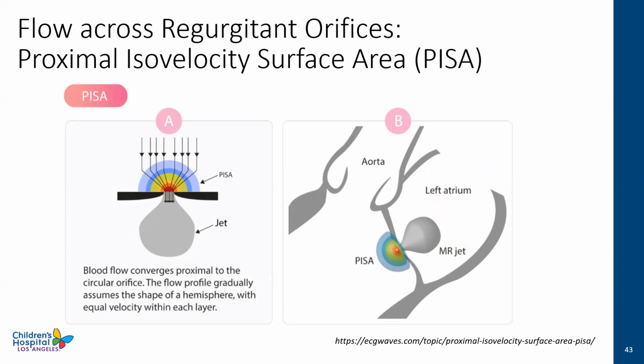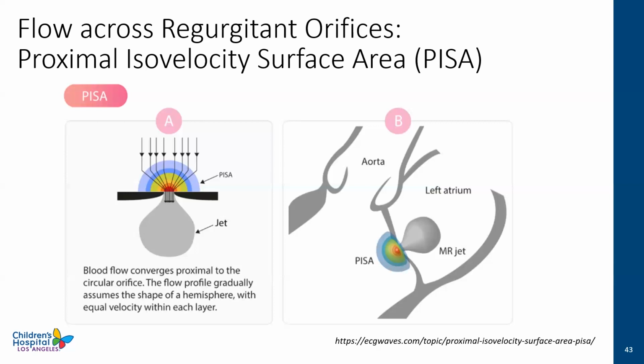We can also use color Doppler here for quantitative measures. This is known as your PISA, or your proximal isovelocity surface area. This is a phenomenon that occurs when liquid flows through a circular orifice. So flow through the orifice itself is going to be non-turbulent. You can directly calculate flow if you know your cross-sectional area. And then you can measure your PISA, your surface area.